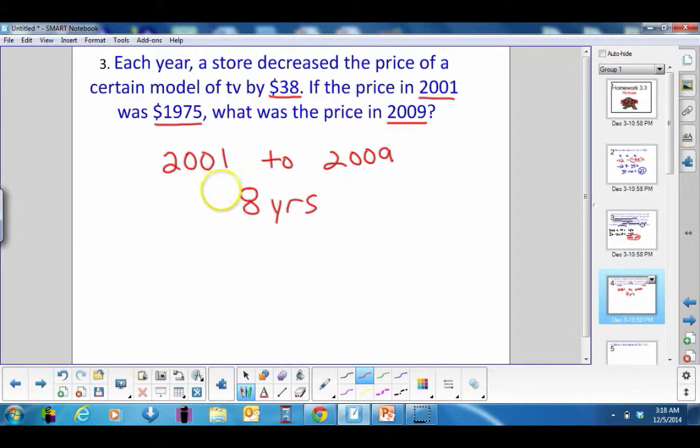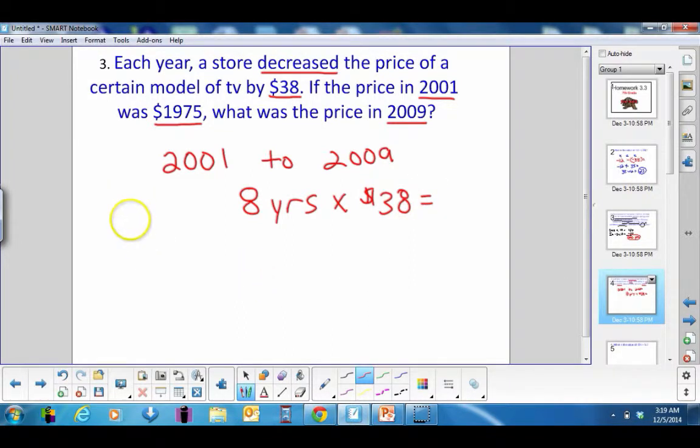So I know each year for 8 years the price went down, decreased $38. So let's try and find the total amount that the TV decreased in those years. So I'm going to take the 8 years times the amount it decreased each year, which was $38.